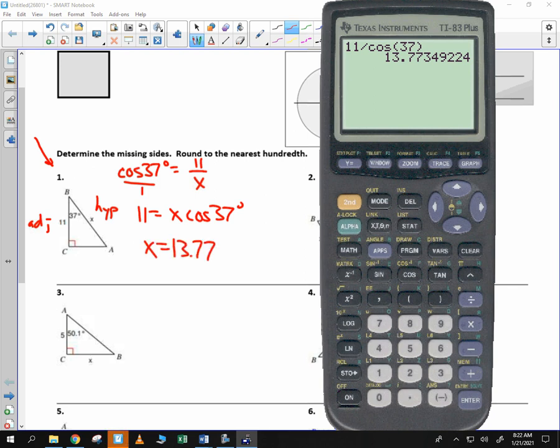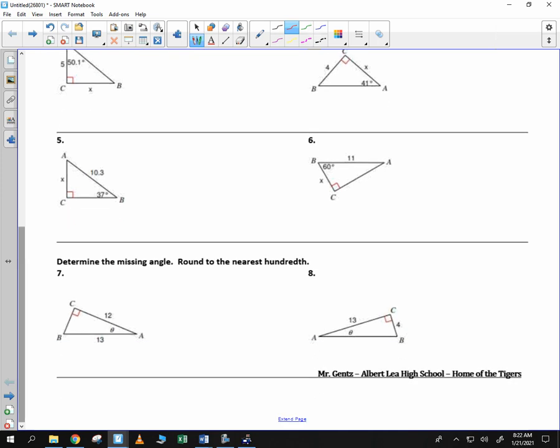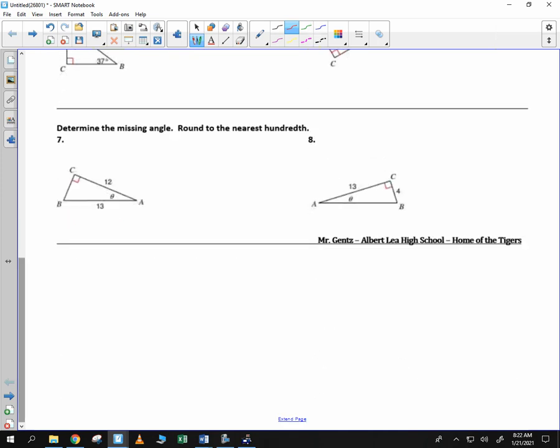And that would take you through the rest of this piece. Now, what happens if we are looking for an angle? Well, set it up just like you normally would. You are given the hypotenuse and you are given the adjacent. You're looking for the angle. So we set up cosine of theta is equal to 12 over 13.